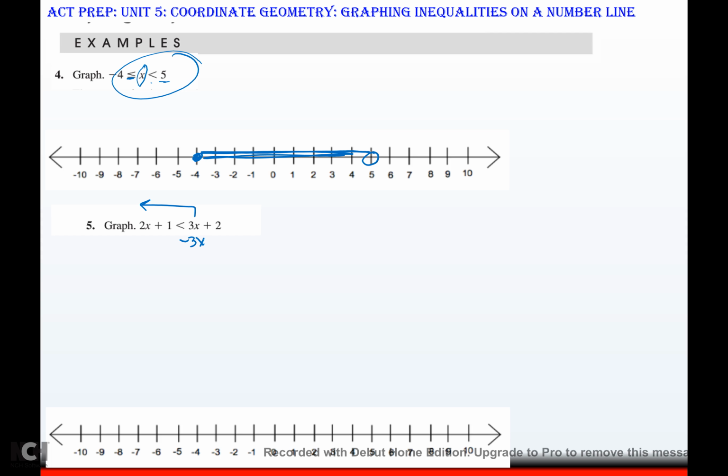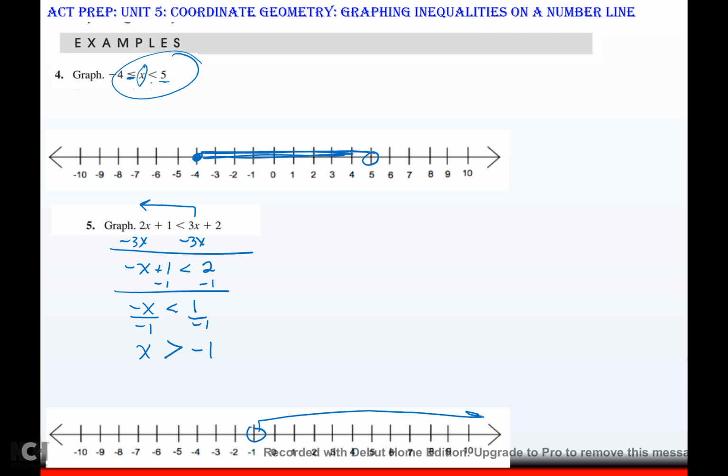So I'm going to move my 3x with a negative 3x, which gives me negative x plus 1 is less than 2. Then I'm going to minus 1. So I have negative x is less than 1. Then I have to divide by negative 1, which is going to flip my inequality. That gives me x is greater than negative 1. So to graph that, it says they want all the x's that are bigger than, not including, negative 1. So negative 1 is going to get an open circle, and then I want all the numbers that are bigger.